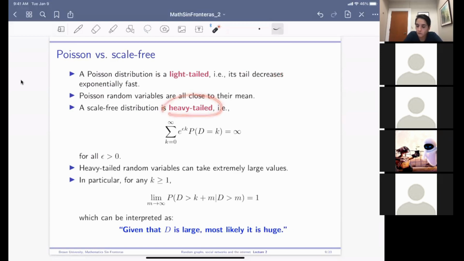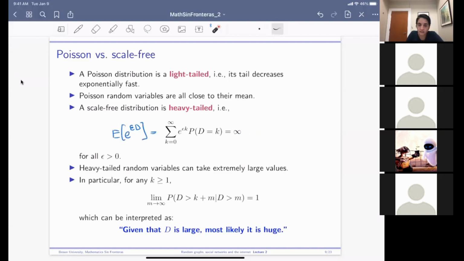On the other hand, when we have a heavy tail distribution, mathematically we have this situation where e to the epsilon times k times the PMF, the probability mass function, this is the expected value. If you want to write it like that, this is the expected value of e to the epsilon d. This is going to be infinite for any positive epsilon. So around the origin, it's infinity no matter what. And when that happens, we have a very different kind of behavior. This is what we call heavy-tailedness.